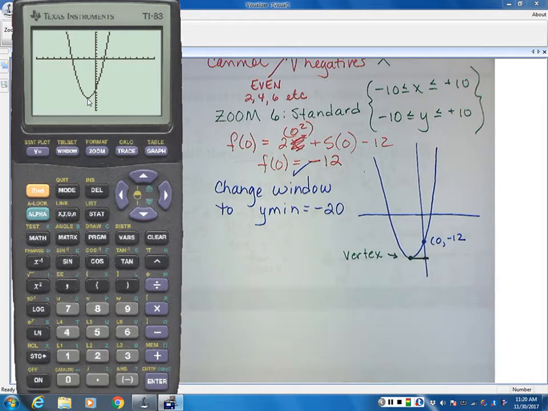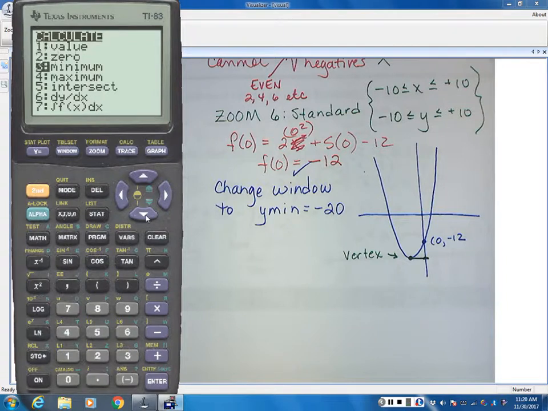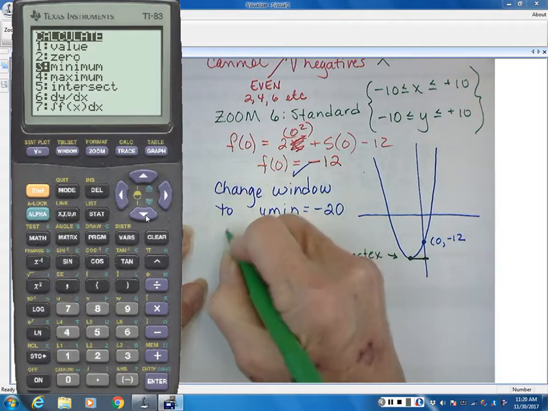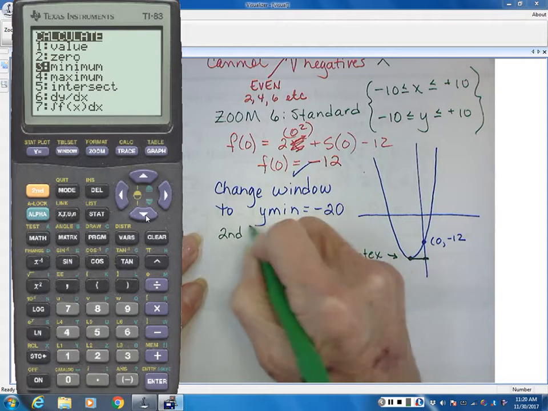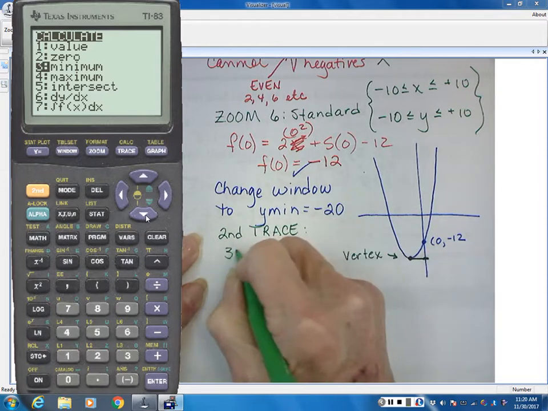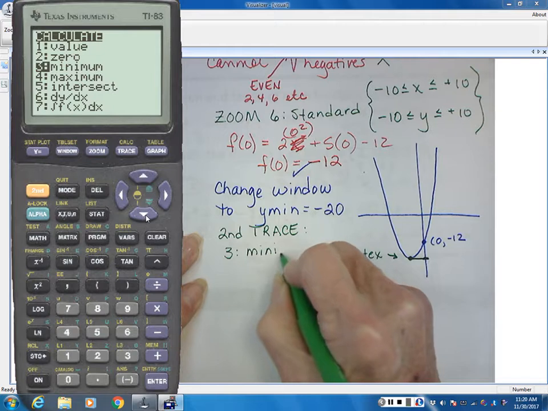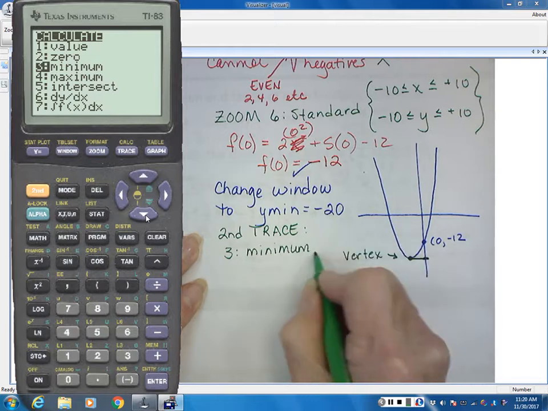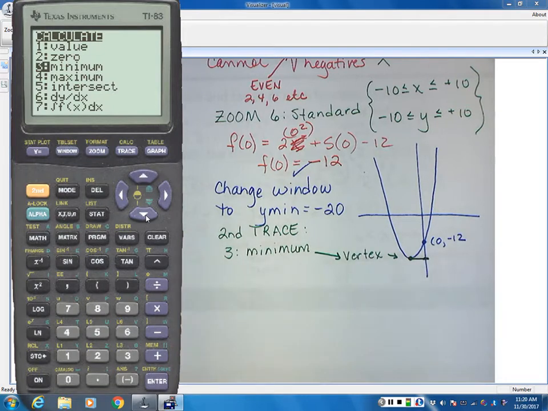And I can't tell what that vertex is just looking at it. But my calculator will find it for me. Because if I hit alpha, or if I hit second and trace, one of the things that it will find is what's called a minimum value. So choice number 3 is minimum. And that minimum will tell me what the vertex is. So I'm going to choose the minimum.